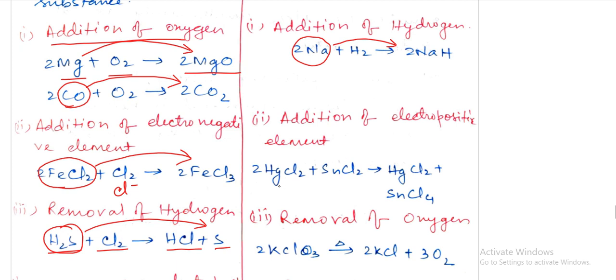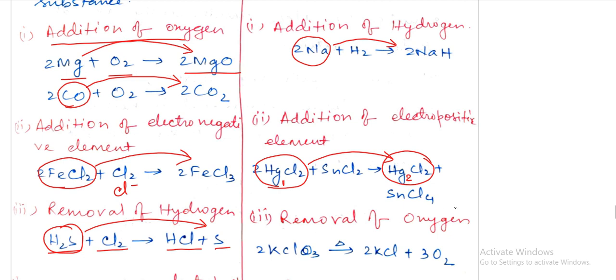Here you see HgCl2 has converted to Hg2Cl2. That means earlier it had one Hg atom, but now it has two Hg atoms, and mercury is an electropositive element. It is a metal. So we can say that an electropositive element has been added, and due to this it will be called a reduction. So who has reduced? HgCl2 has reduced to form Hg2Cl2. Clear?